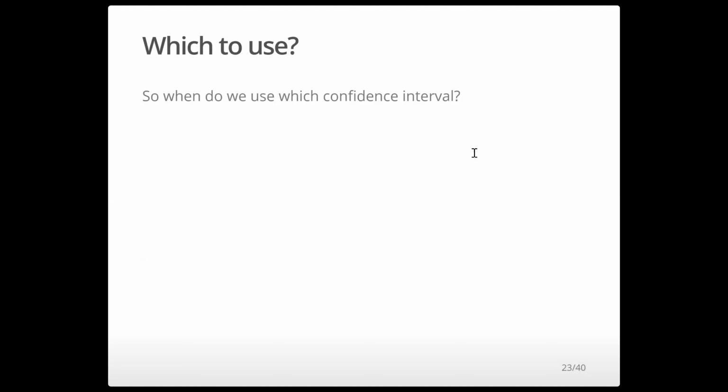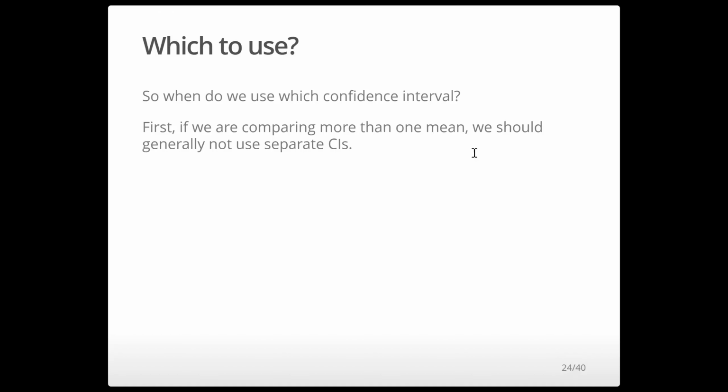So when do we want to use which confidence interval? First, if we're comparing more than one mean, we should generally not use separate confidence intervals. That's really only appropriate when we're considering one mean on its own.